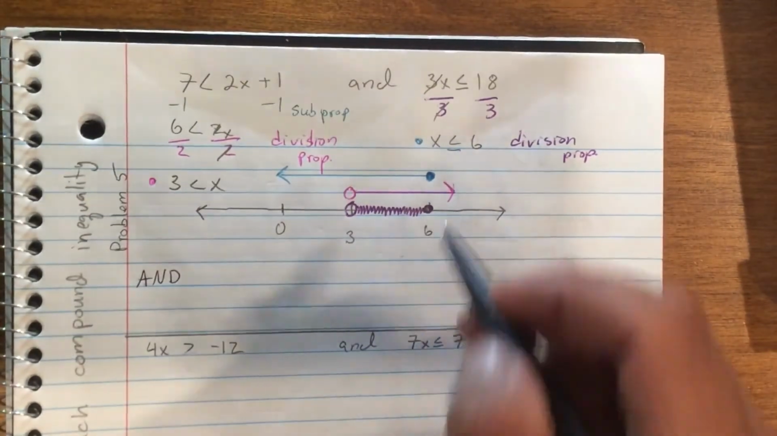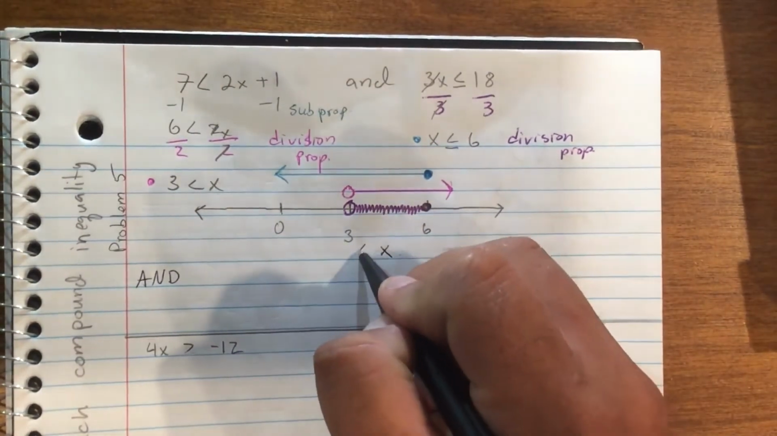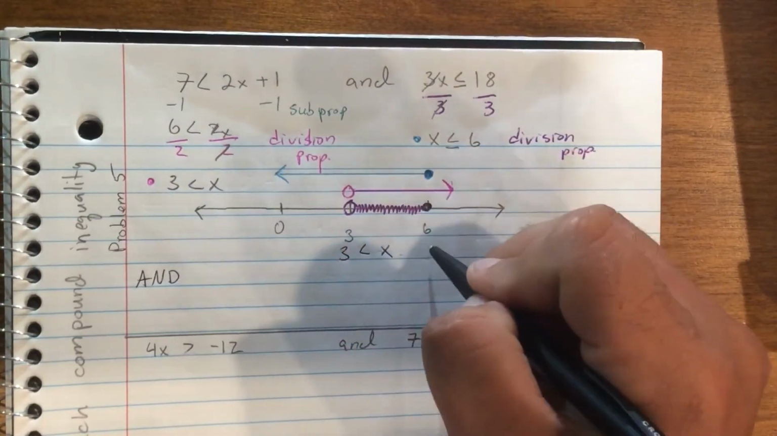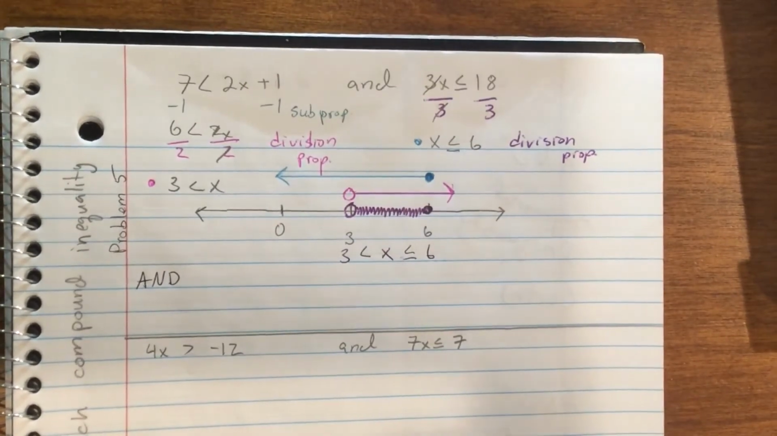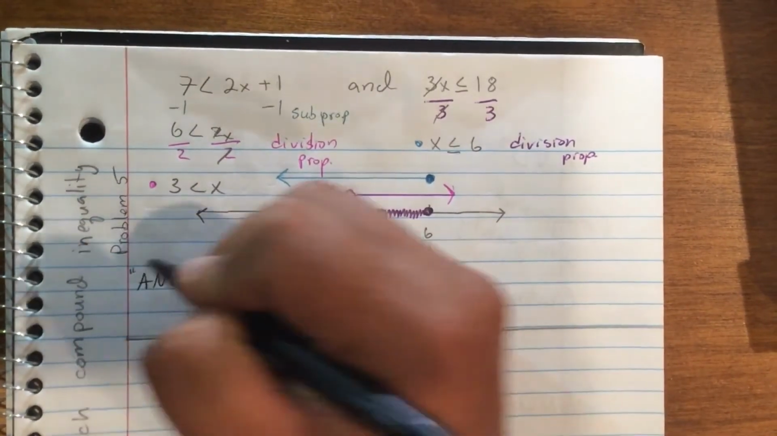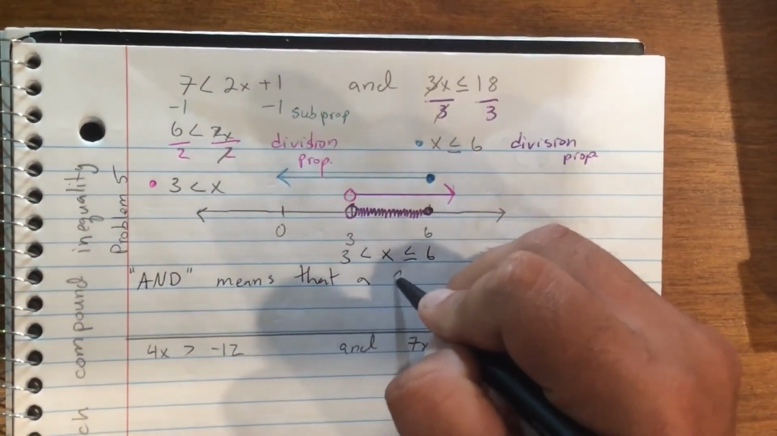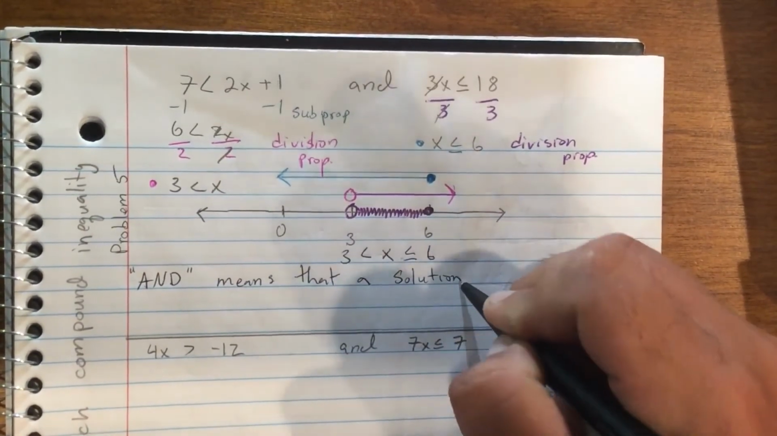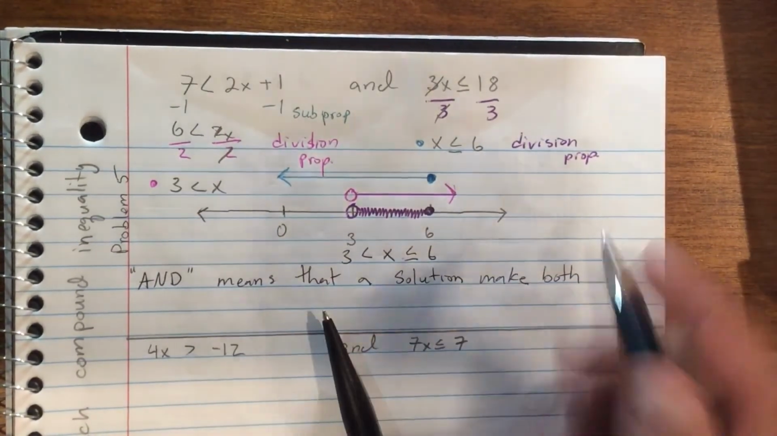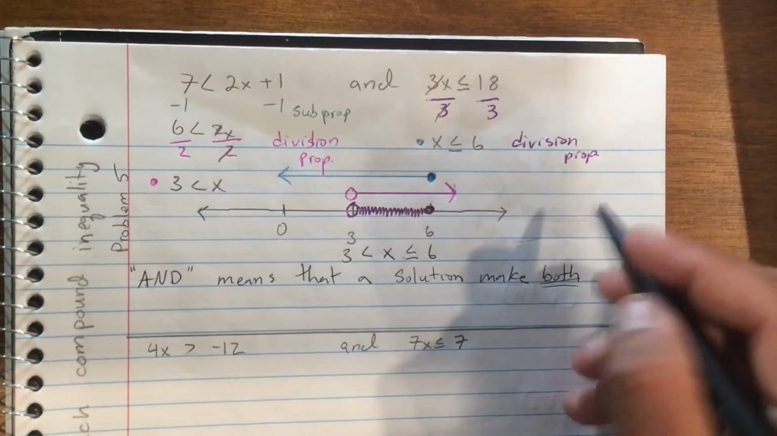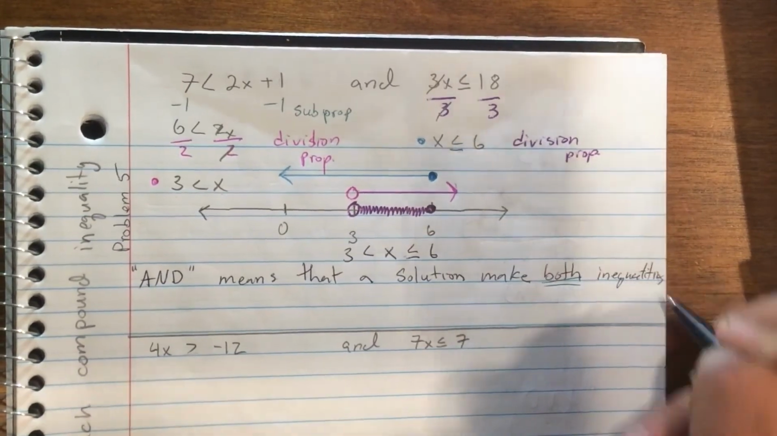But if we rewrite this here, the easiest way I remember is we would put the variable in the middle, and we put our less than on this side with our 3. 3 comes down, 6 comes down, and then we have a less than or equal to because of the shaded area, the shaded point. So this "and" means that a solution makes both inequalities true.